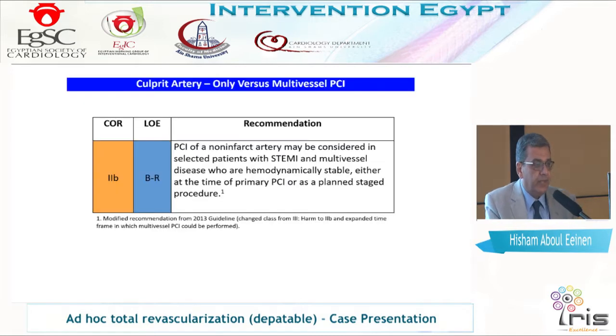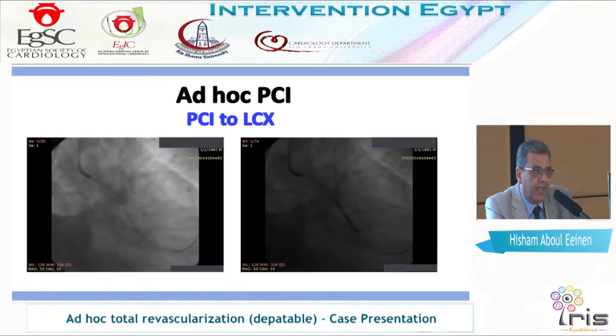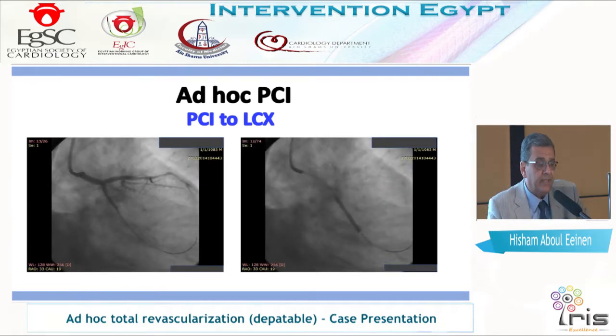So at this time, there was a revisit of the guidelines, which stated that PCI of a non-infarct artery may be considered in selected patients with STEMI and multi-vessel disease who are hemodynamically stable, either at the time of primary PCI or as a planned staged procedure, which had class 2B, level of evidence B. And actually, this was the case of my patient.